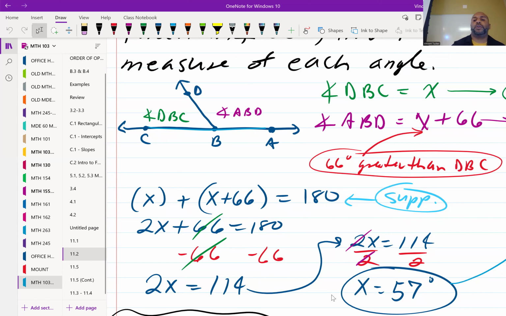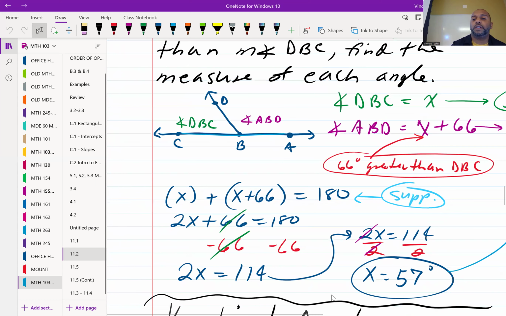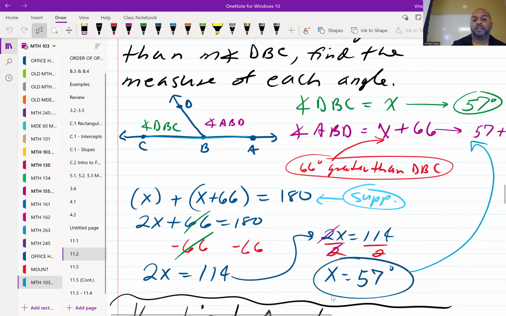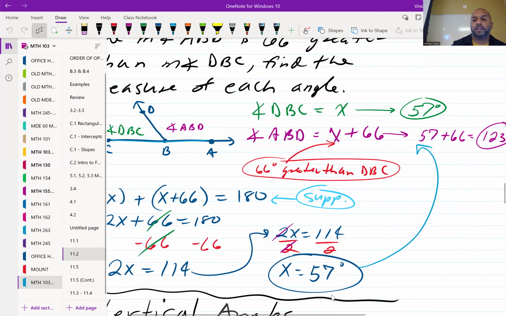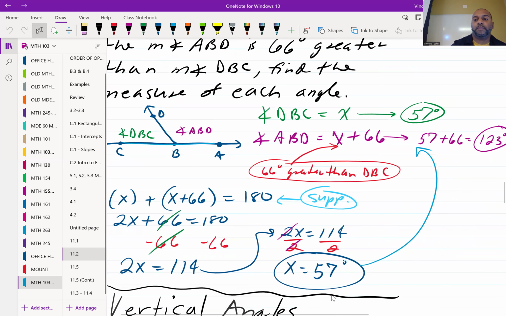So now that you have x, you can go ahead and solve for both pieces. We know x is equal to 57. So that means that DBC, since that is x, is equal to 57 degrees. And then ABD is x plus 66, so you can do 57 plus 66, which is 123. That'll give us our two angles. And of course, you can always check it, because adding them together is supposed to give us 180. So 57 plus 123 gives us 180.